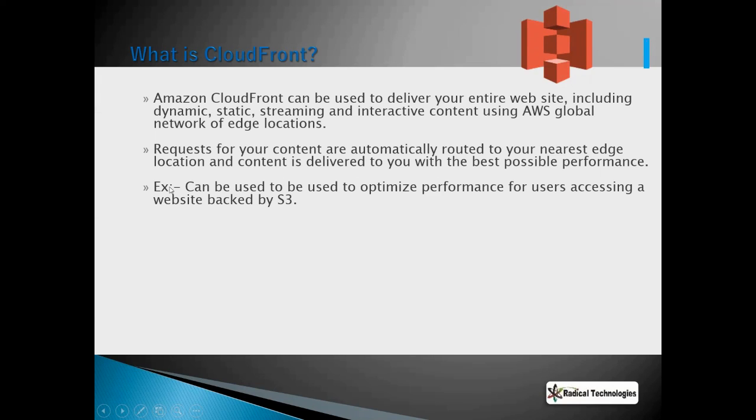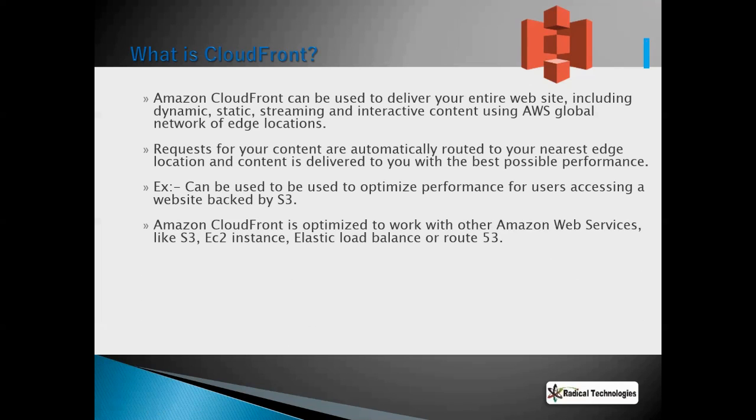For example, CloudFront can be used to optimize the performance of users accessing a website backed by S3. So what does it mean? Right now we have hosted our website in S3, so we can enable CloudFront on S3. Whatever content is in S3 will be distributed to nearby edge locations, and the cache will be generated. So whatever data is uploaded in S3 for our website will be cached in a nearby edge location.